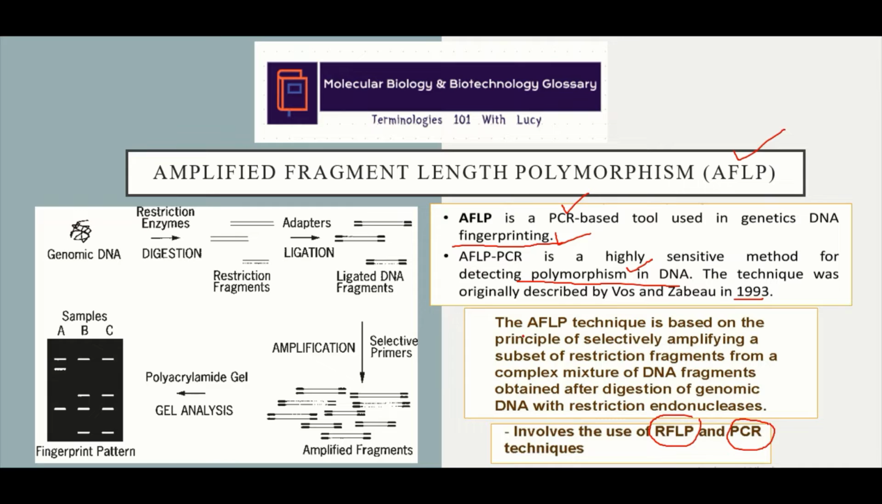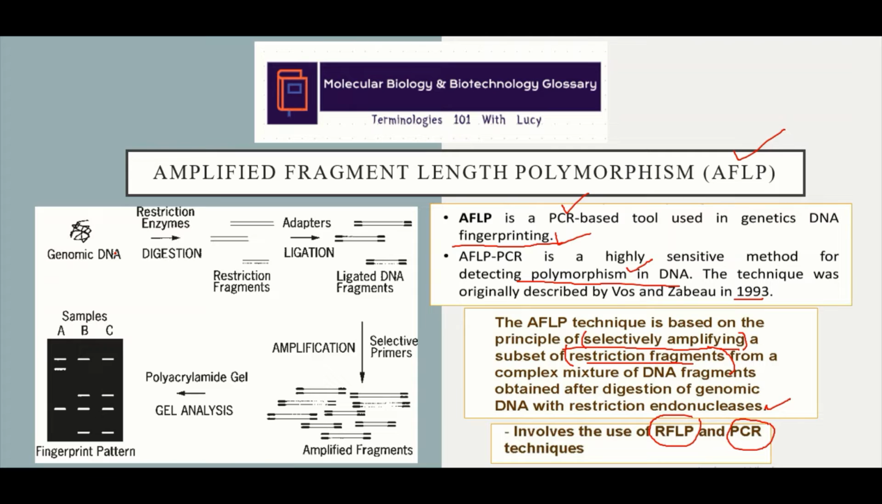So how does it work? This technique, as we've said, is based on the principle of selectively amplifying. This is important because we are going to be using adapters that help us to select the different fragments, or the specific fragments, that we want to amplify. So we selectively amplify a subset of restriction fragments because we have cut DNA into fragments after the digestion of DNA with restriction endonucleases or restriction enzymes. So this is what happens.